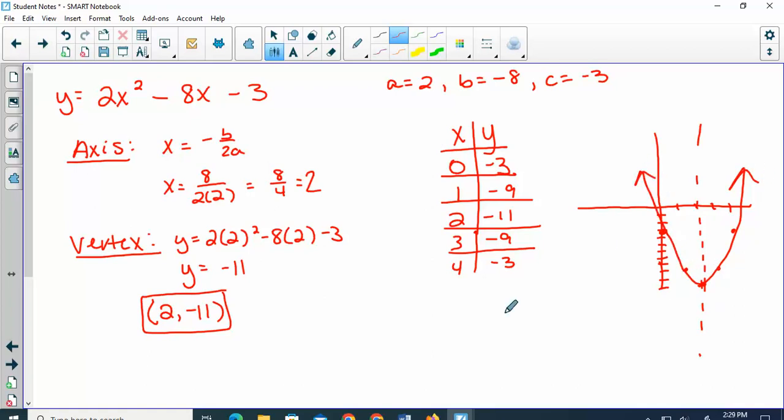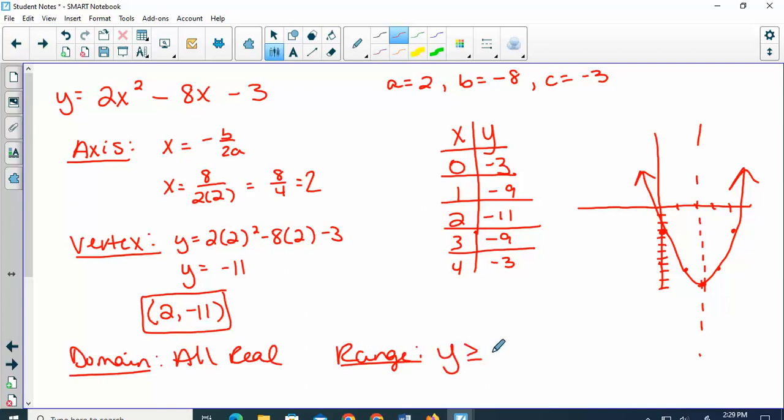What is the domain of that? All real numbers. What's the range? Greater than or equal to -11. Okay, so if I gave you problems like that, the key thing is remembering axis of symmetry. X equals -b/2a. And then you should be able to get your graph from there. Are there any questions about those types?